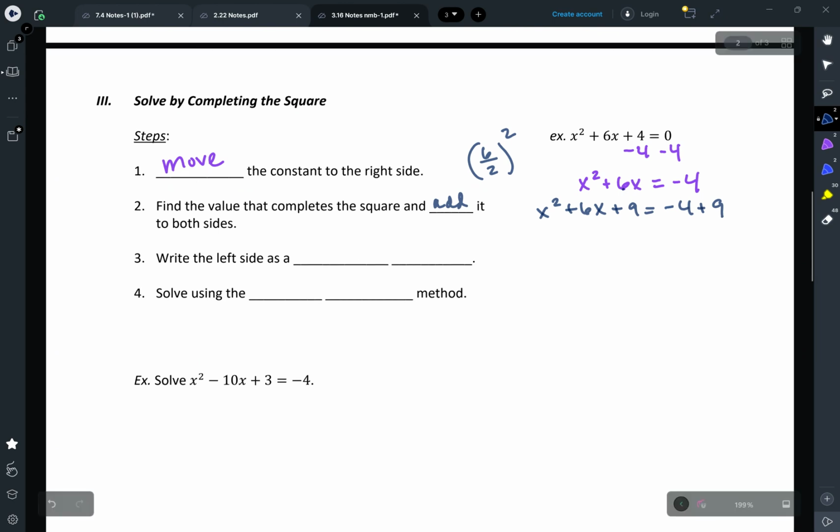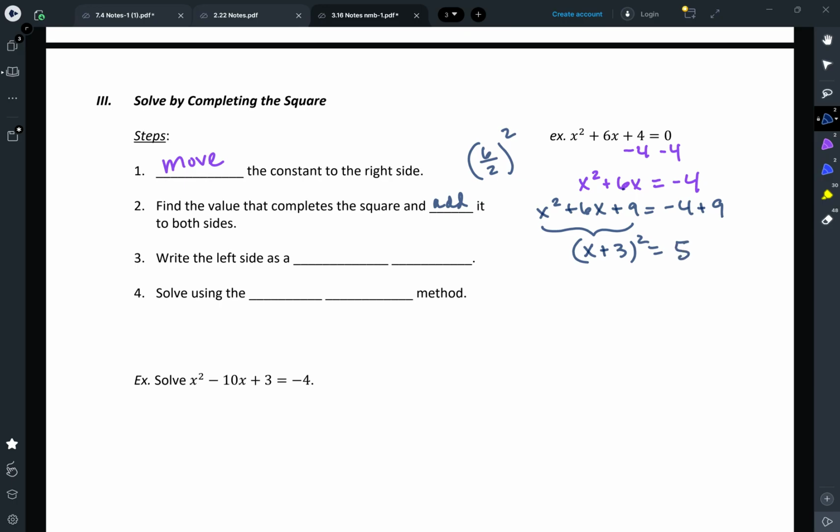So now I want to take the side that has the full quadratic, and I want to go ahead and factor that. So I'm going to get the quantity x plus 3 squared. On the other side, negative 4 plus 9 is a 5. So we're writing it as a factored trinomial. And I don't know if I like that wording either, because we really want to write it as a perfect square, right? I have something being squared. Then we're going to solve using the square root method.